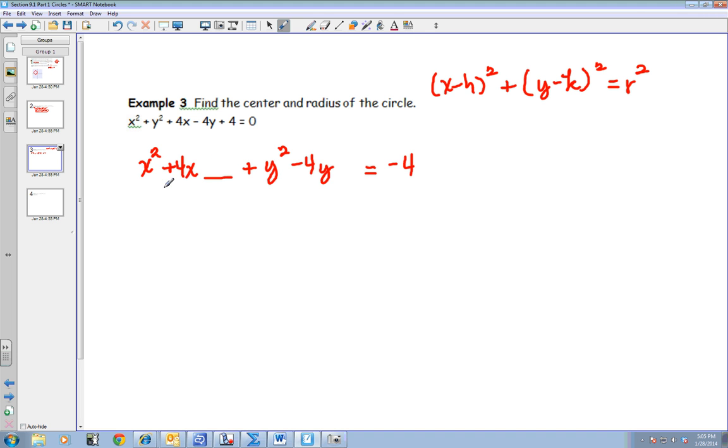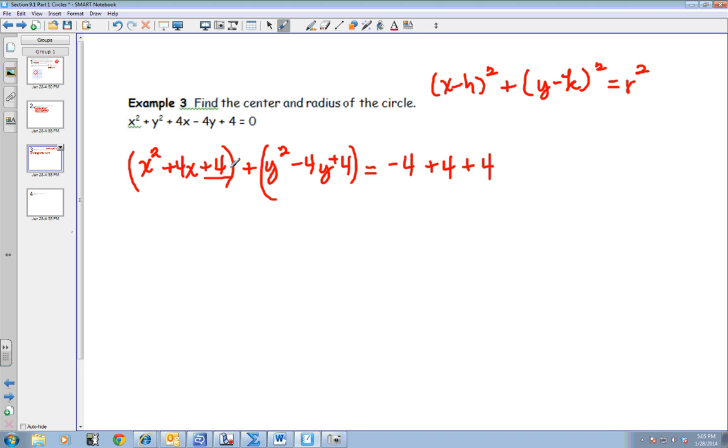I'm going to complete the square for my x terms. That means I'm going to take half of my middle term, so half of 4 is 2, square it, and I get 4. That's what I'm going to add to this group. If I add 4 here, I have to add 4 to this other side. Now I'm going to do the same thing for my y's. Take half of my middle term, which is negative 2, square that, and I get 4. If I add 4 here, I have to add 4 over here.